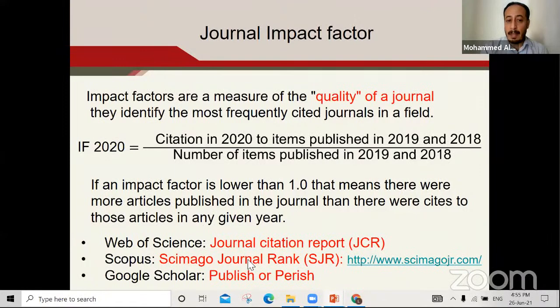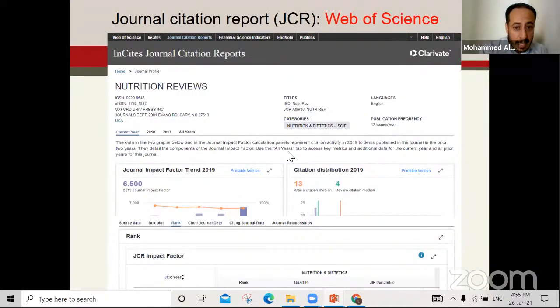Scopus is another database. They have the SCImago Journal Rank. So here, Journal Citation Report or JCR, and here SJR. In Scopus it's not called impact factor, they call it SJR. It's also a number. For Google Scholar, they have what we call Publish or Perish ranking. So this is a journal under Web of Science or Clarivate.